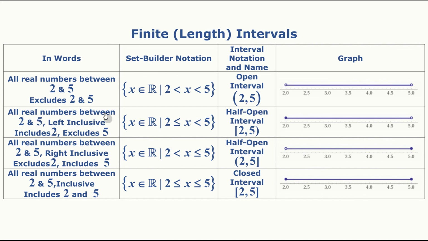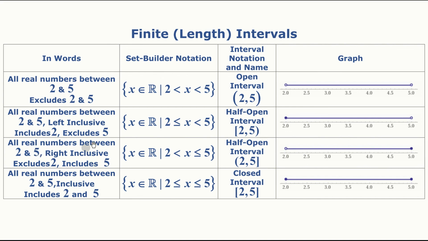How about all real numbers between 2 and 5 left inclusive? Well, this one means include the left endpoint 2 but not the right endpoint 5, right? So this would be half open interval 2, 5 because it's closed on one side but open on the other side. So notice it's going to have a bracket on the 2 side because the 2 is included, and it'll have parentheses on the 5 side because 5 is not included.